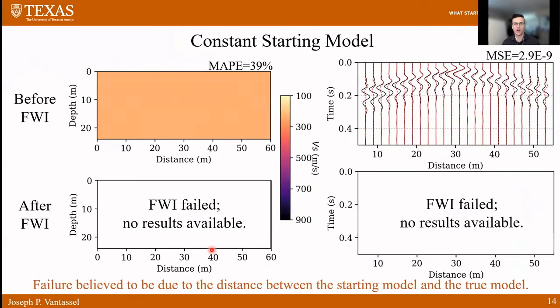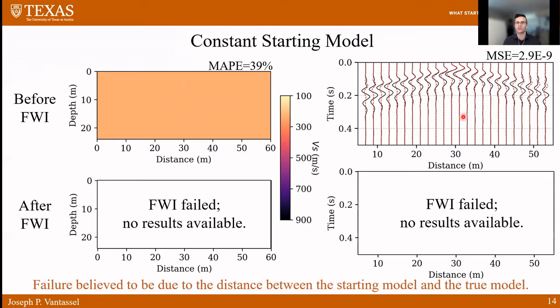So if we start with the constant starting model, we have before full waveform inversion up here at the top, and you can see the model itself, again, is a constant shear wave velocity throughout the entire domain. And on the right, we compare the waveforms from the synthetic model, the model we're trying to recover, shown here in black, that's the true answer. And then the red dashed lines are the waveforms that we get by propagating that stress wave through this before full waveform inversion constant starting model.